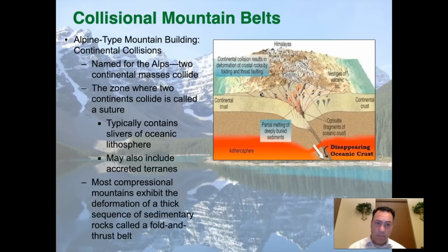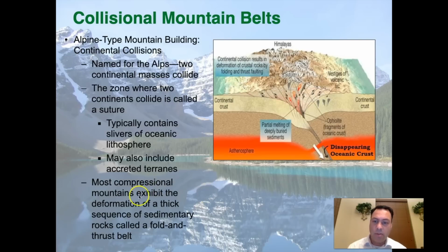We can get really complicated very quickly. The suture typically contains slivers of oceanic lithosphere. Remember, we call those little slivers of oceanic lithosphere ophiolites. So ophiolites are fragments of oceanic crust. Here we might see a slice of it here, a slice of it here. This is stuff that didn't subduct. It just got accreted, transferred to the other side, and became part of the accretionary prism. It may also include these things called accreted terrains. We're going to get into accreted terrains in a little bit. In fact, when we get into the Cordillera of North America, this becomes a major issue.